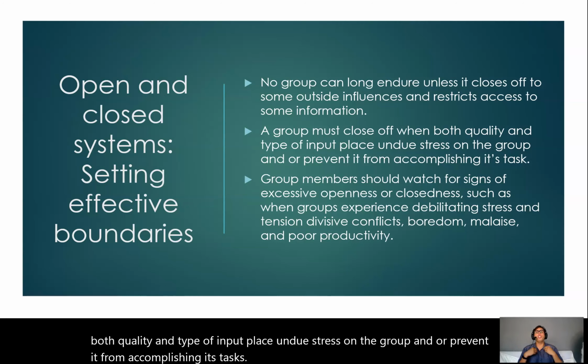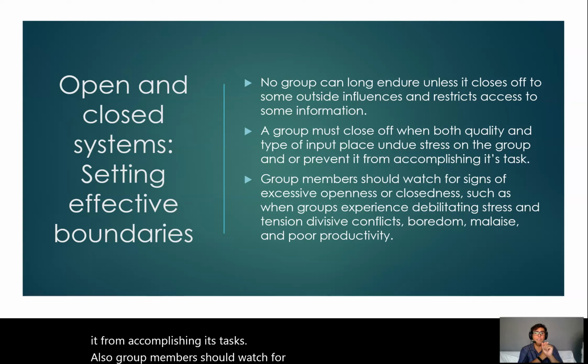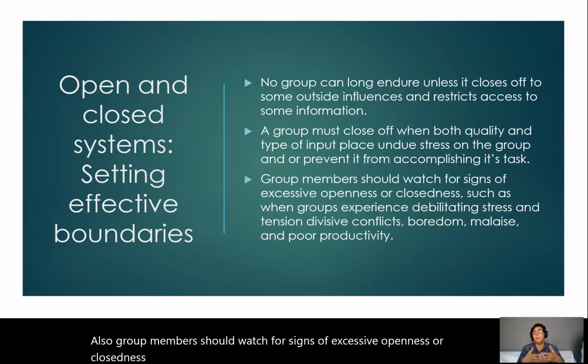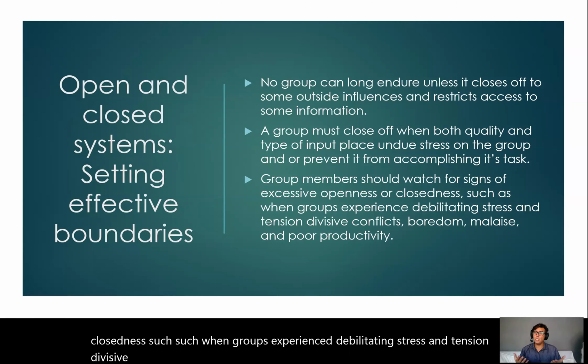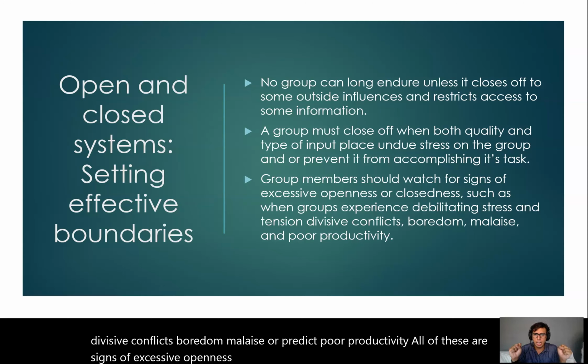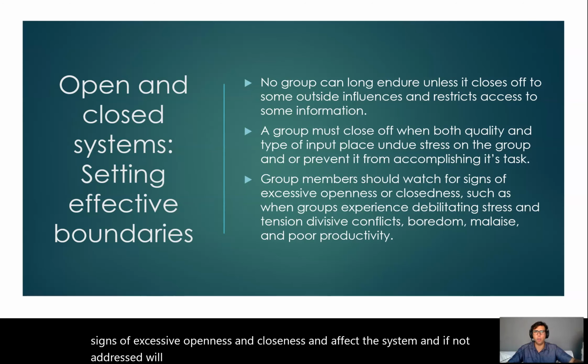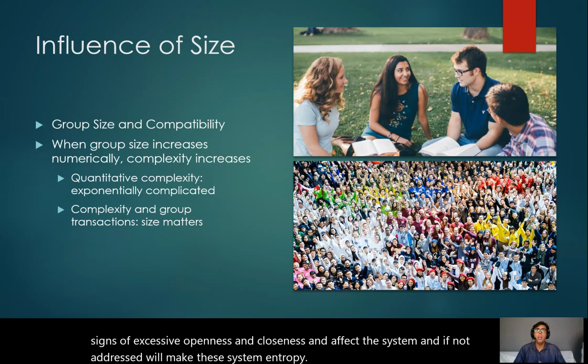Also, group members should watch for signs of excessive openness or closeness, such as when groups experience debilitating stress and tension, divisive conflicts, boredom, malaise, or poor productivity. All of these are signs of excessive openness and closeness and affect the system, and if not addressed, will make the system entropy or break apart.